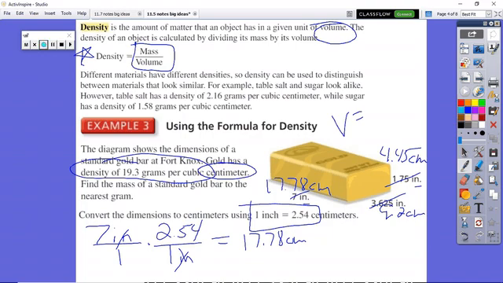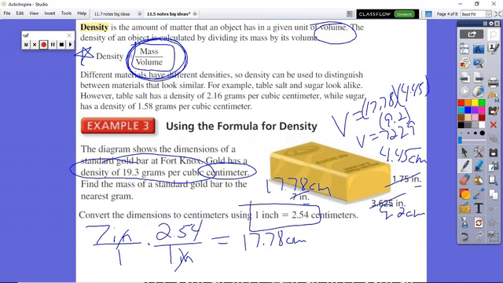So area of the base times the height is just all 3 of these things multiplied together. So 17.78, 4.45, and 9.2, and your volume is 727.9. Then you can use the formula, which is D equals M over V.